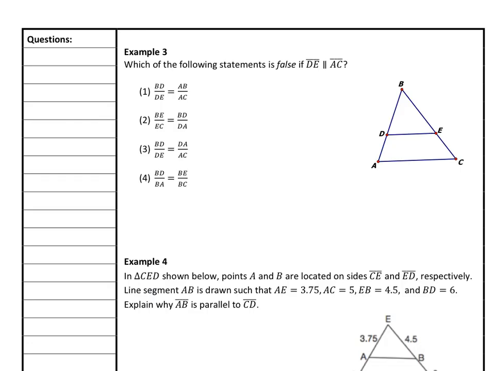All right, so example 3 doesn't give us any numbers. It just says, which of the following statements is false if DE is parallel to AC? So I know that these two are parallel, so I'm definitely immediately going to separate and redraw my two triangles. And we've got DBE and the big triangle ABC.